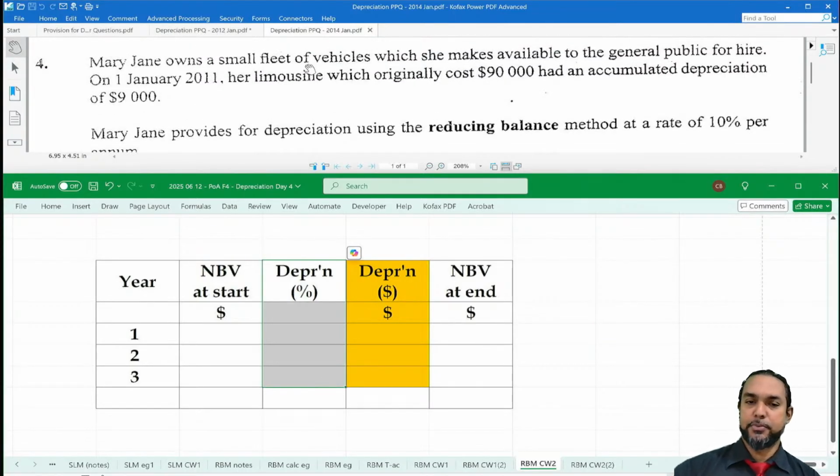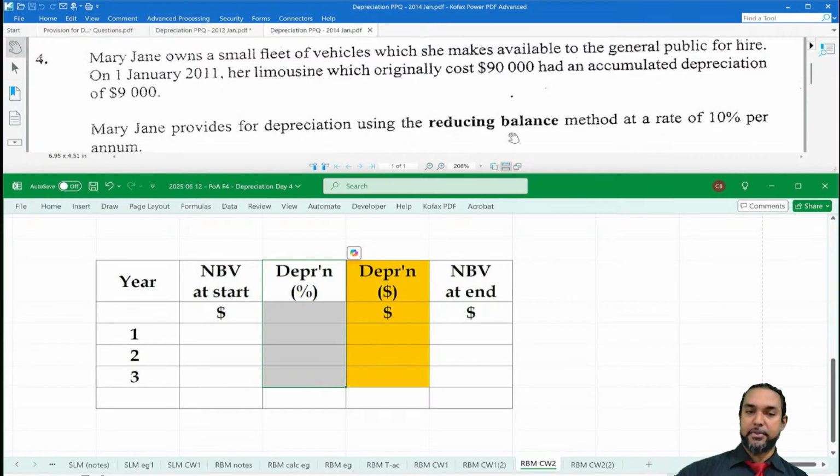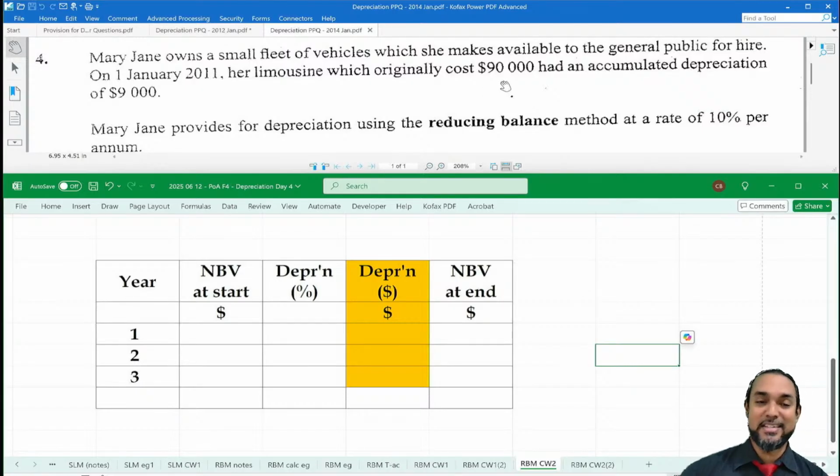So Mary Jane owns a small fleet of vehicles which she makes available to the general public for hire. On 1 Jan 2011, her limousine, which originally cost 90,000, had an accumulated depreciation of 9,000. It says Mary Jane provides for depreciation using the reducing balance method at 10% per annum. What this means is that there's an existing depreciation of how much? 9,000. So right now, the asset has already been in use.